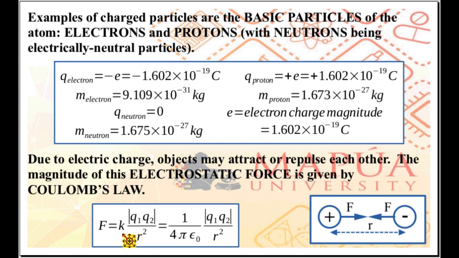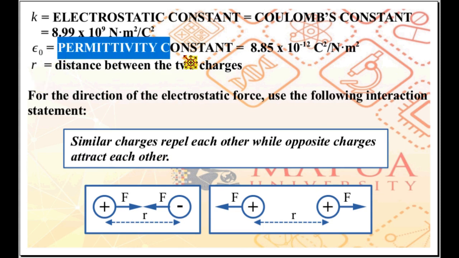Now, Coulomb's constant k has been found to be equal to 1 over 4 pi epsilon naught. So F, Coulomb's law, the magnitude of the electrostatic force, is also equal to 1 over 4 pi epsilon naught times |Q1 Q2| over r squared. Epsilon naught is another constant to take note of, the permittivity constant, and it's equal to 8.85 times 10 to the negative 12 Coulomb squared per Newton meter squared.